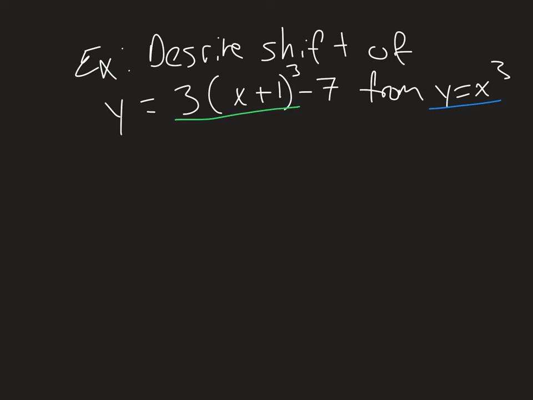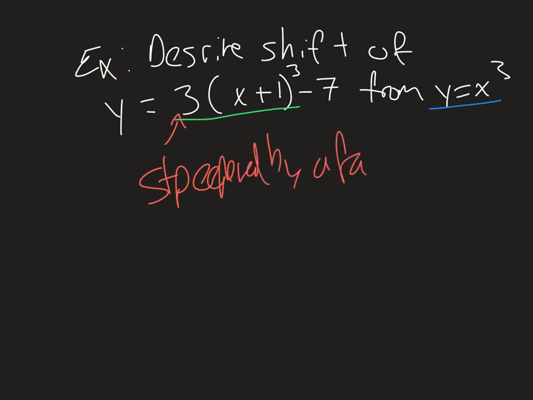So I'm looking at this. There's the 3 right out front. So I can say, okay, it's steepened by a factor of 3. And that might not sound too terribly scientific or accurate, but the idea is, okay, it's going to be a little steeper, or quite a bit steeper, I guess, in this case.